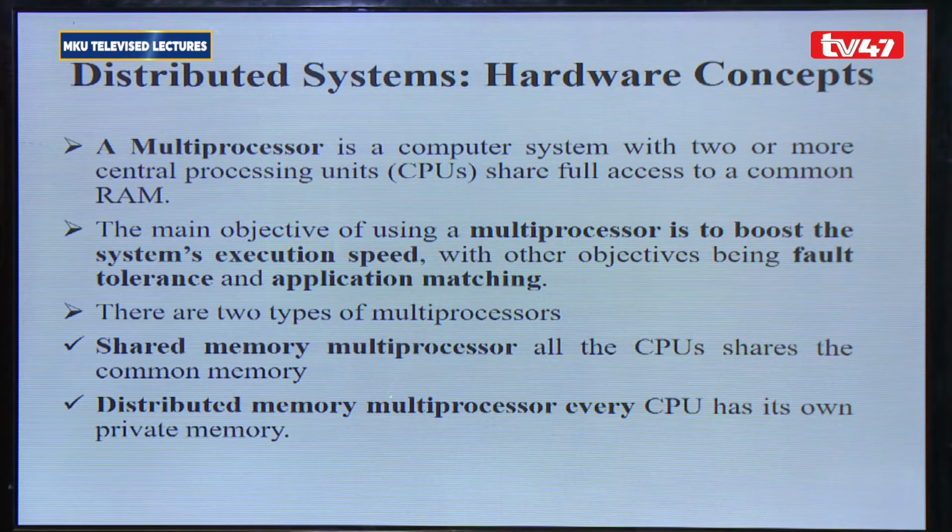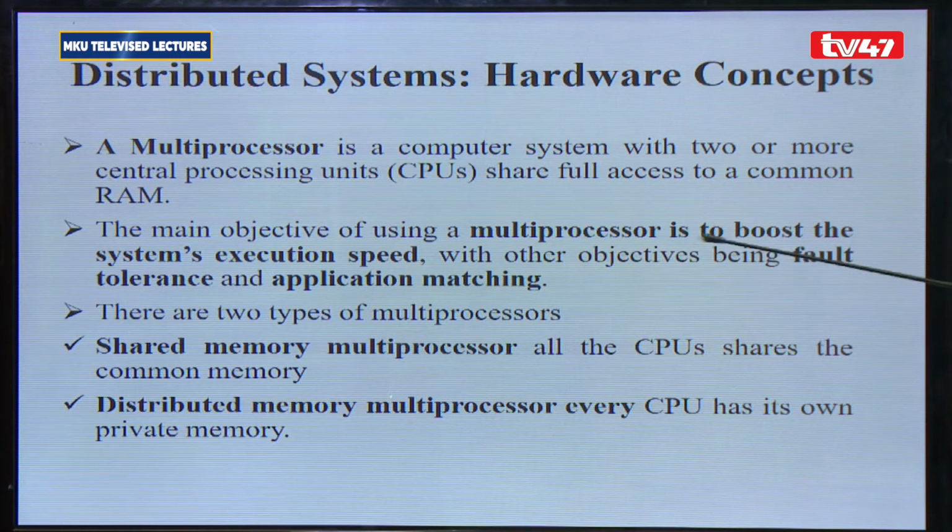So what is the main objective of using a multiprocessor? The reason is to boost the system execution speed, with other objectives being fault tolerance and application matching. I've always told you in this class that when you talk about execution, it's not killing, but you're just giving an instruction to a computer. So execution is giving an instruction, and that instruction must be processed.